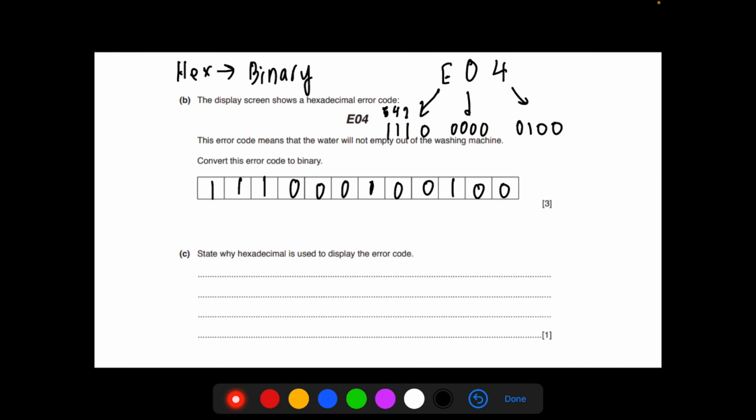State why hexadecimal is used to display the error code. This is probably just because it's shorter and it is easier to read than binary. Like if I saw E04, I could probably identify that in a manual. But if I saw 1, 1, 1, 0, 0, 0, 0, 0, 0, 1, 0, 0, I think it would just be really hard for me to identify that in a manual. So just easier to read, basically.